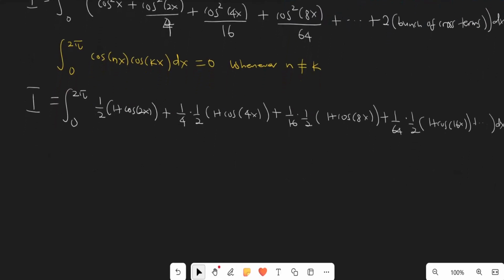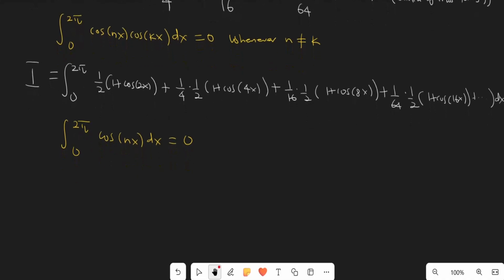So these are the first 4 terms, right? So I is going to be the integral. Before we proceed with the integral again, we have to know that the integral from 0 to 2 pi of cosine of nx dx is going to evaluate to 0 for any positive integer n. So this is going to evaluate to 0.